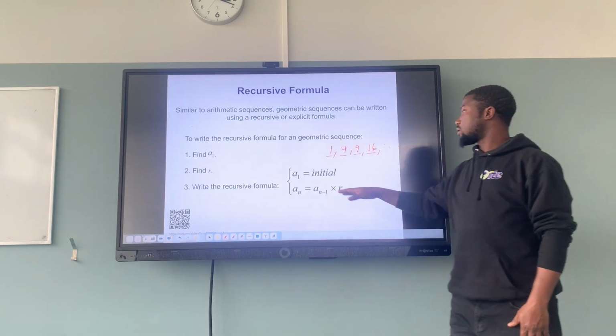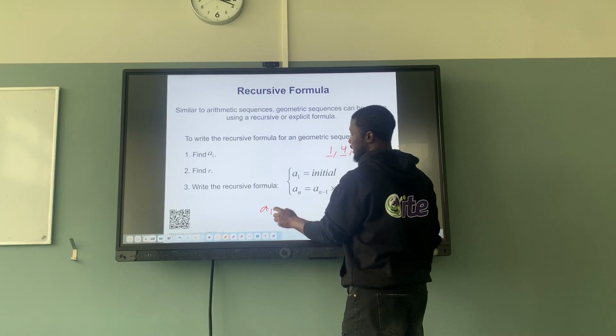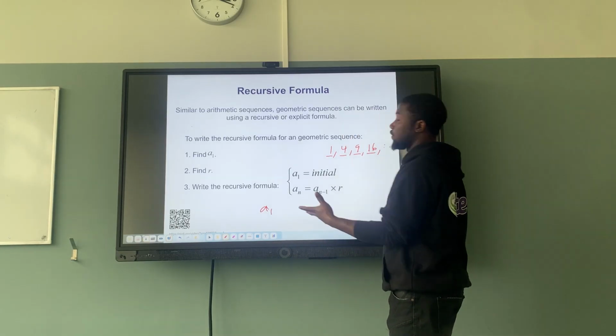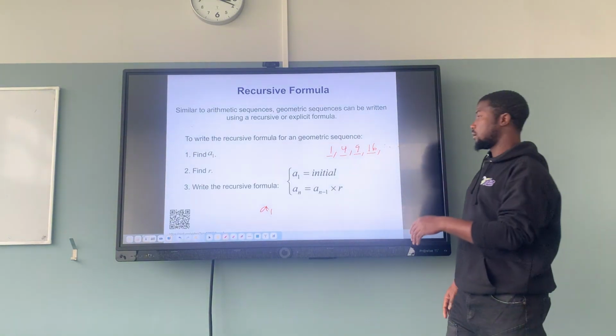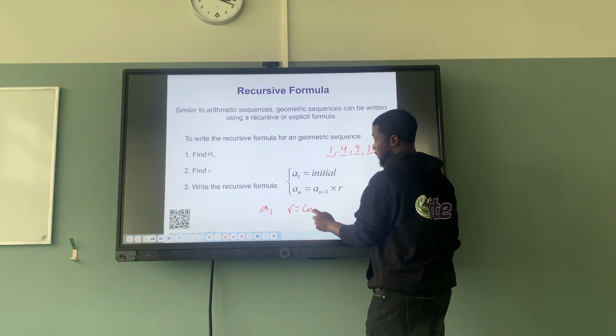So, looking at the recursive formula. In the recursive formula, a1 is the initial term, that's the first one, not the second one. And r is the common ratio.